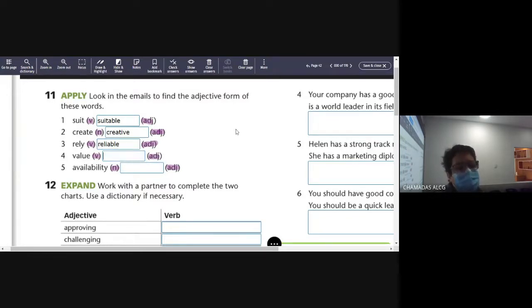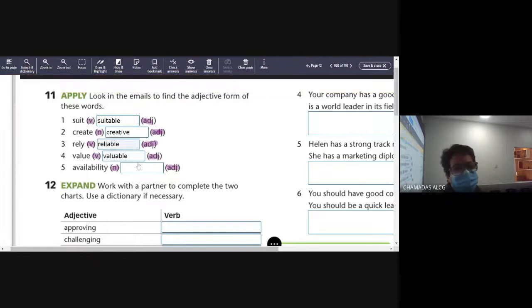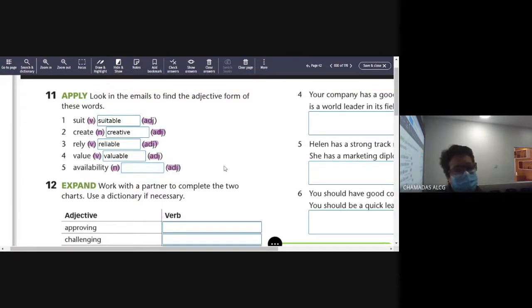Now the verb value. How can we make an adjective? Valuable, okay. So something valuable is something that has value. Now, availability. Here it's a noun, and the adjective is available. Yes, the suffixes are different.